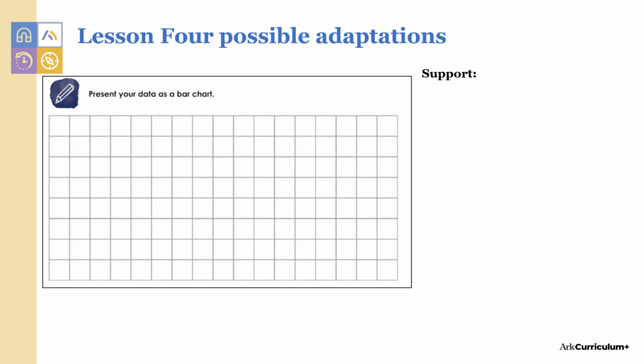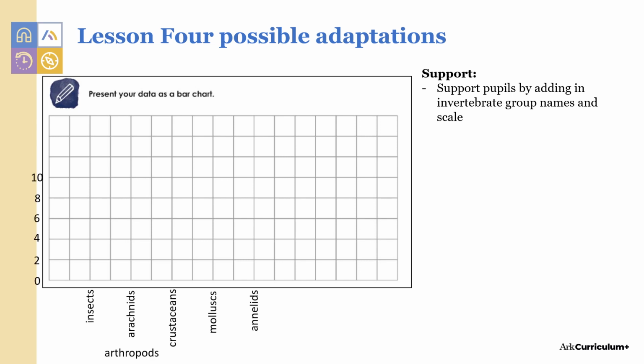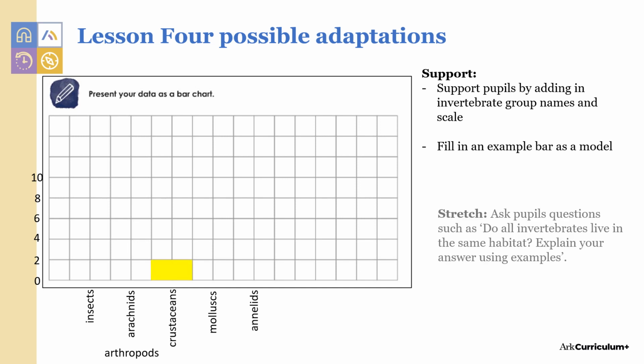In this activity, pupils are asked to present data from an earlier activity in the lesson in the bar charts. To support pupils, you could add in invertebrate group names and scale, fill in an example bar as a model, and stretch pupils by asking them questions such as, do all invertebrates live in the same habitat? Explain your answer using examples.